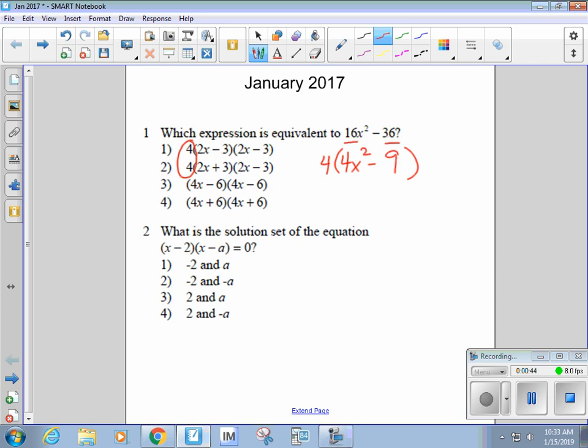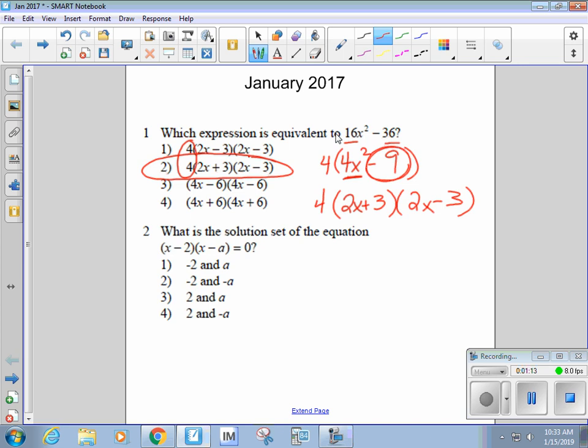Now, this is the difference of two perfect squares. 4x squared is a perfect square, because 2x times 2x makes 4x squared. And 9 is a perfect square, because 3 times 3 makes 9. The 4 is still on the front. And when you have a difference of perfect squares, because you're trying to multiply to make a negative 9, you've got to have a positive and a negative. So between choice 1 and 2, the only one that got the symbols right is choice 2.